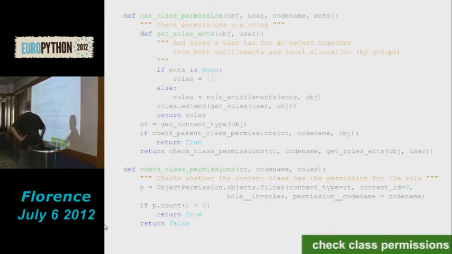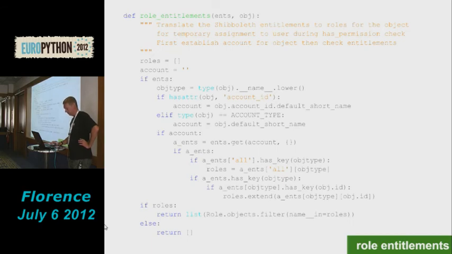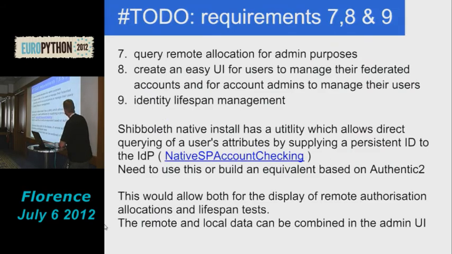So the final bit is just passing it to the roles with a content type to determine if you've got the permission. So the role entitlements check is just doing in more detail the check of breaking down entitlements as roles and what permission something has. So that is kind of as far as I've got, really.